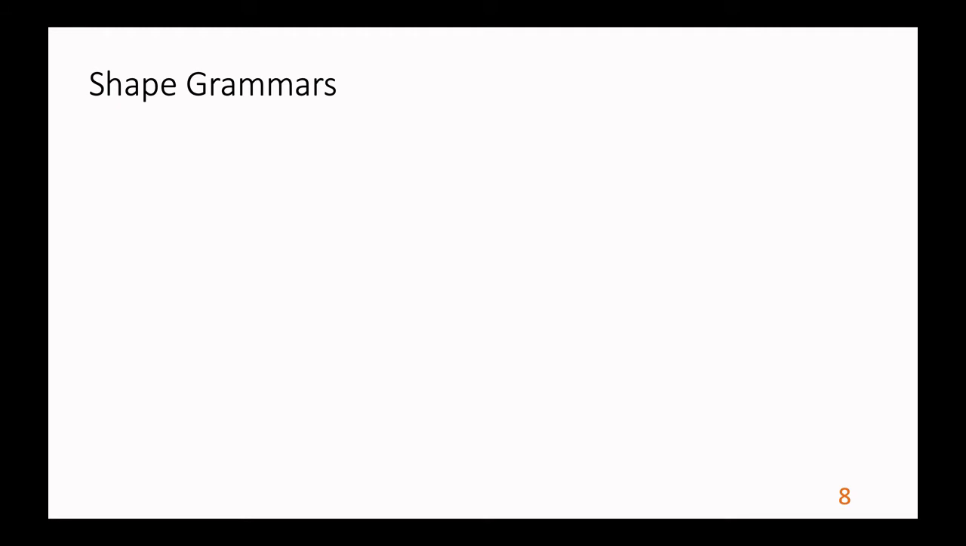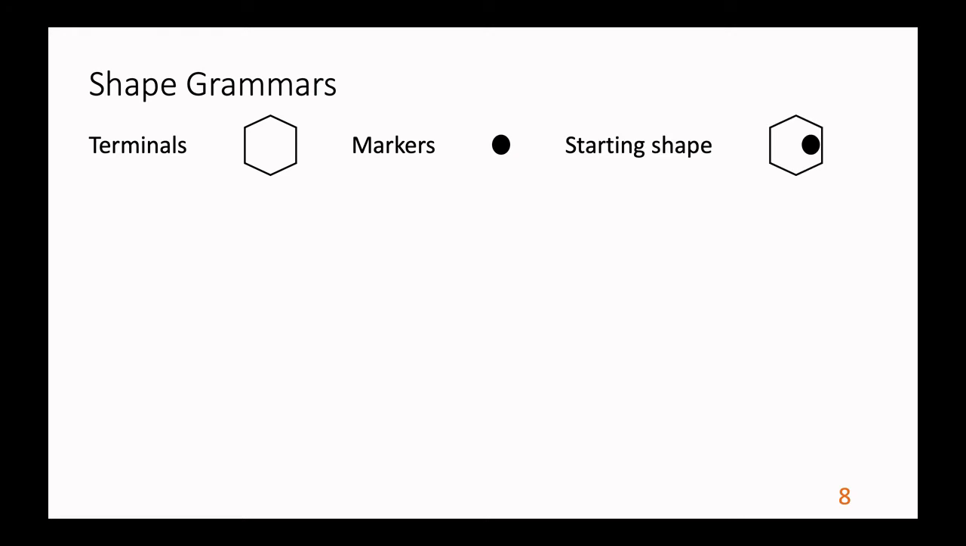So shape grammars differ a little bit from the traditional grammars in the sense that the symbols are now shapes. And whenever we have a string, we have a combination of shapes. So for example, we also have terminal shapes, which are shapes that are not going to change. We have markers, which are somehow a parallel to non-terminal symbols, and these markers are going to tell us that we haven't finished generating the shape. And then we have a combination of markers and terminals that we call the starting shape, which is something similar to the starting symbol we had before.